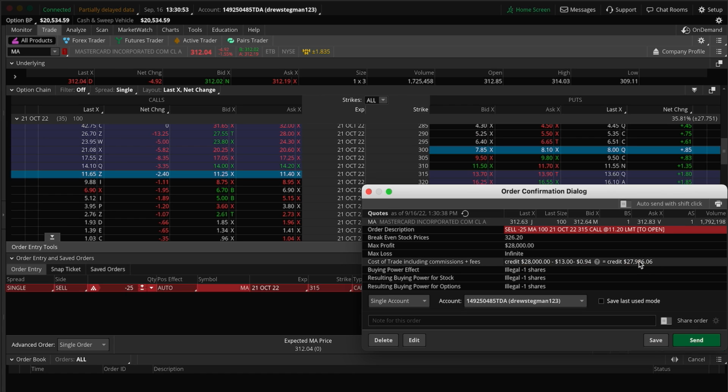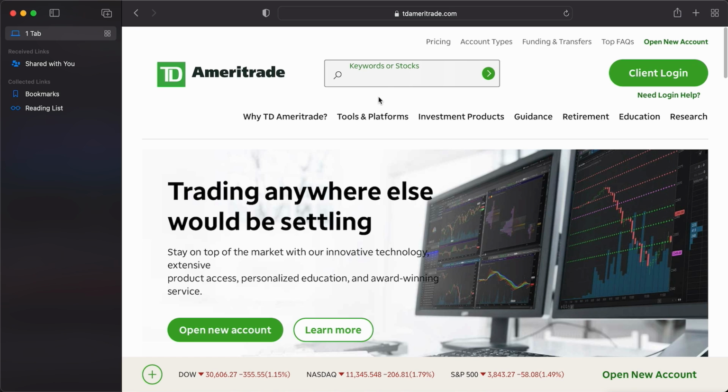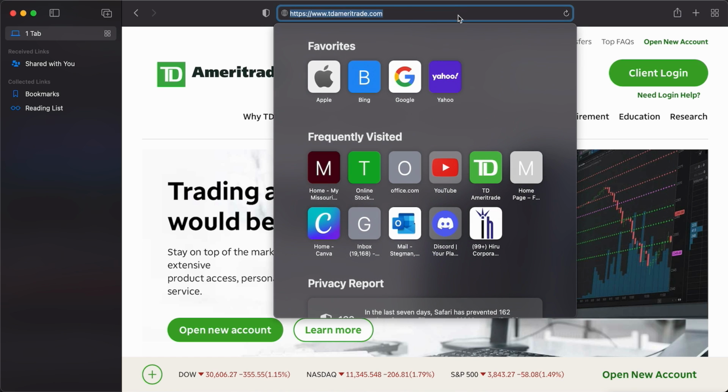Okay, so pretty cool to think about. You would need 2,500 MasterCard shares, but if you had that kind of money laying around, that's a pretty big profit just for being willing to sell your shares at the strike price. And one thing you can do also is look at when you're going to do these types of trades.